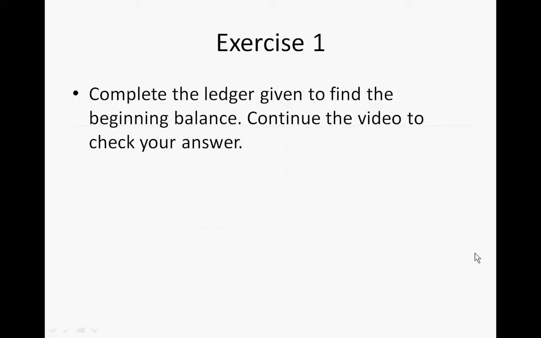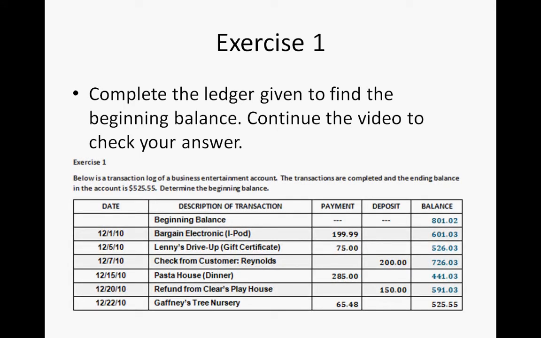All right, so for exercise 1, complete the ledger given to find the beginning balance, and then continue the video to check your answer. If you're given all the payments and deposits, you would basically work backwards. You would start with the balance, and if this is a payment, you would add it to find the previous balance. And instead of a deposit, you would subtract it to find the previous balance, and so on and so forth, working backwards to find the beginning balance.